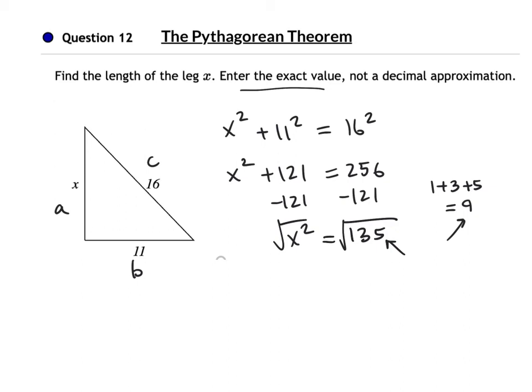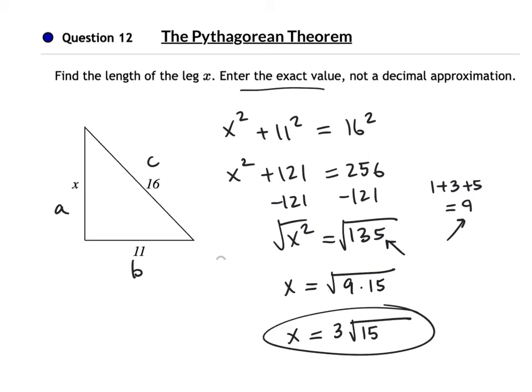135 divided by 9 is 15. 15 is 3 times 5, both prime. There are no perfect squares in 15, so I know that 9 is the largest perfect square. I'm going to rewrite this as 9 times 15. I can take the square root of 9, which is 3, and 3 root 15, or 3 radical 15, is my answer.